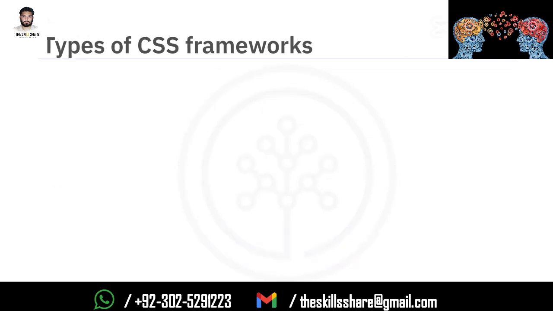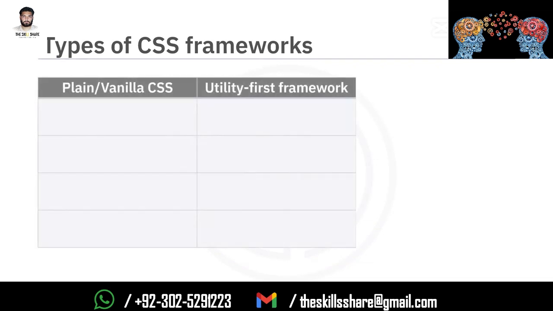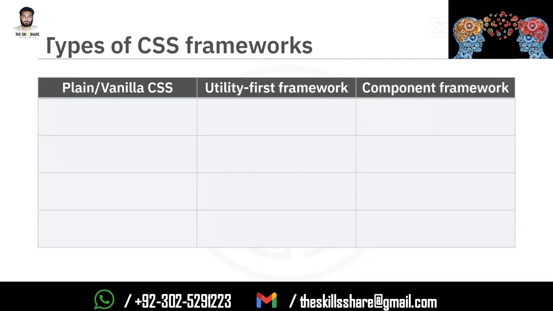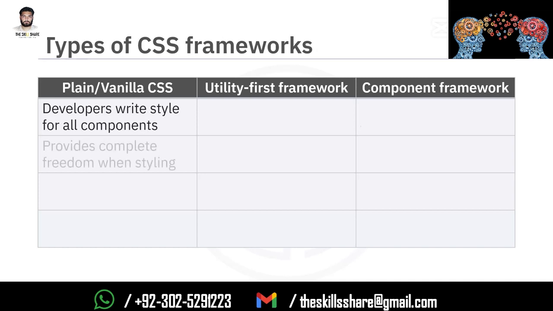There are two types of CSS frameworks: utility frameworks and component frameworks. Using no framework at all and just using plain CSS, also called vanilla CSS, requires you to write all of the styling on your own. This gives you the freedom to style everything exactly as you want it, but also requires a lot of time and effort as you must style every component.